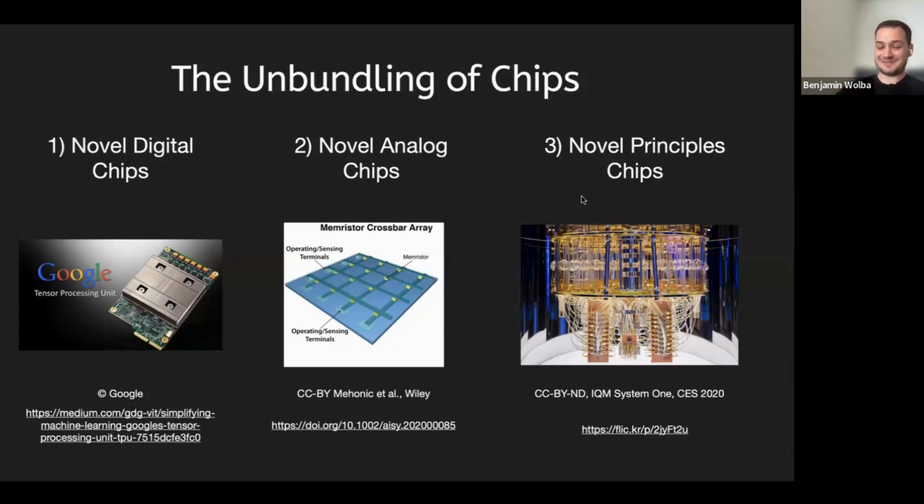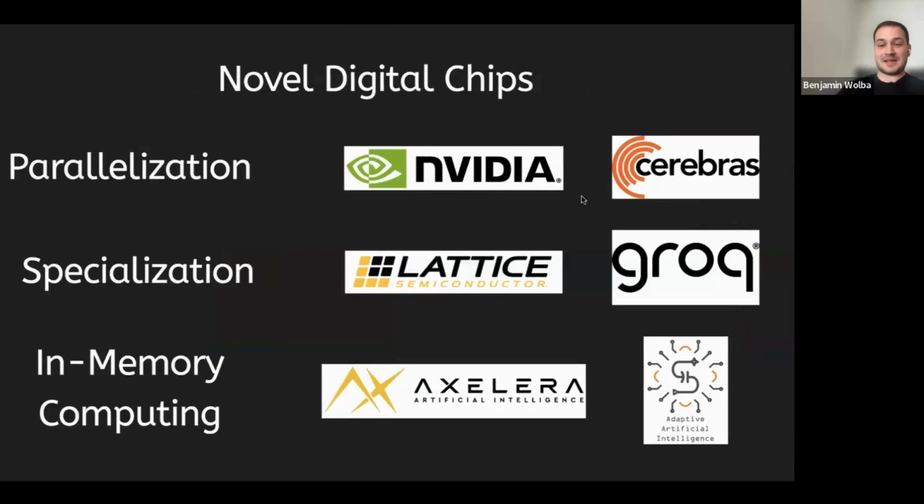Let's dive in. And feel free, by the way, to interrupt me anytime that you have questions. Otherwise, I'll just keep going. So we stay in familiar territory with digital chips. So we're still zeros and ones. Now, what can we do to make our digital chips more geared towards the job at hand, machine learning?